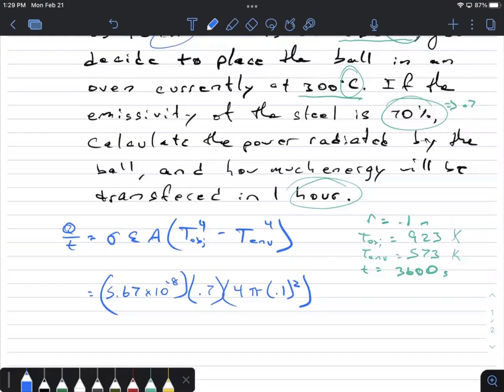Now, of course, this is something you could do on the side. You don't have to plug it in as an equation inside of an equation. You could on the side calculate the area, do 4 pi times 0.1 squared and get a number, and then you just plug the number in here. But I'm kind of lazy. I'm just plugging it into the equation like this. And then lastly, temperature of the object to the 4th power. Well, that's 923 Kelvin to the 4th power minus the environment, which is 573 to the 4th power. And there we go. There's my equation.